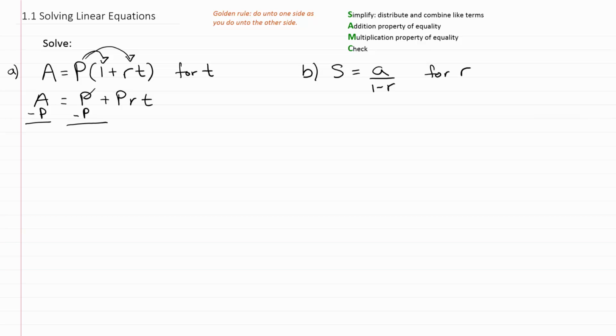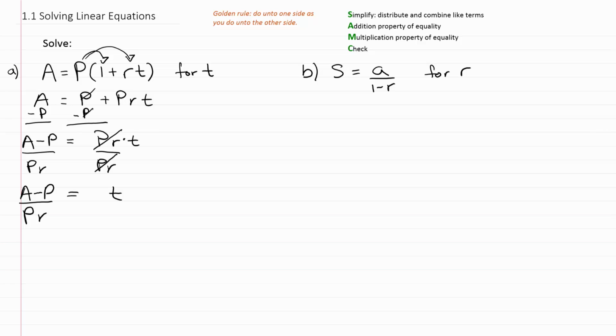And when you're done with that, of course the P's will cancel out. You'll end up with A minus P on the left equals PRT. Now from there, we want to use the multiplication property of equality to get rid of the PR that's attached to T with multiplication. So we'll divide by PR on the right and then PR on the left. Now, of course, they'll cancel here on the right, and you finally just have a statement that says T is equal to A minus P over PR.